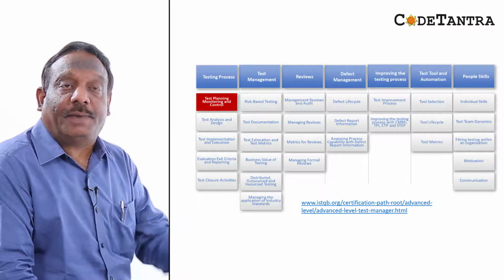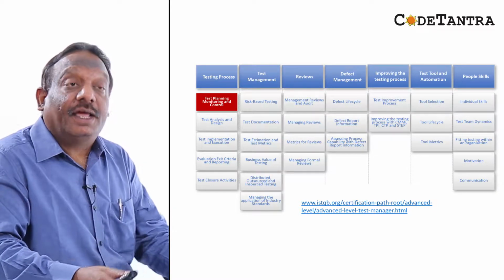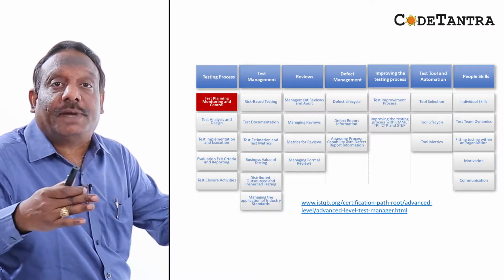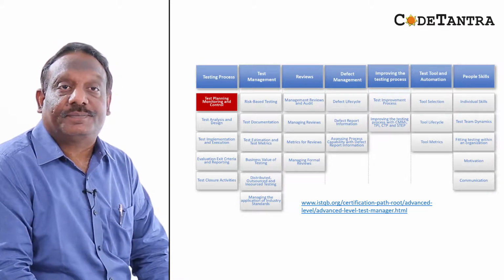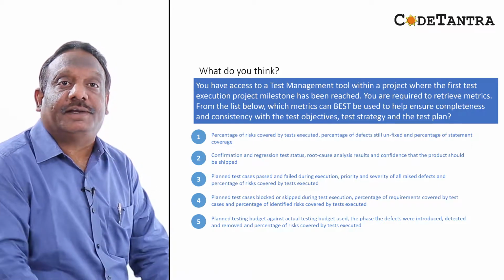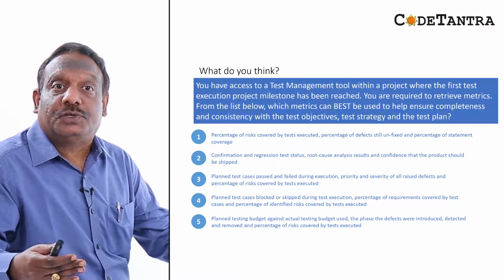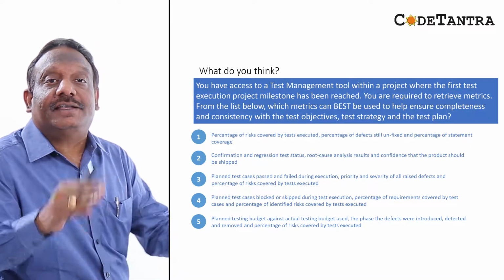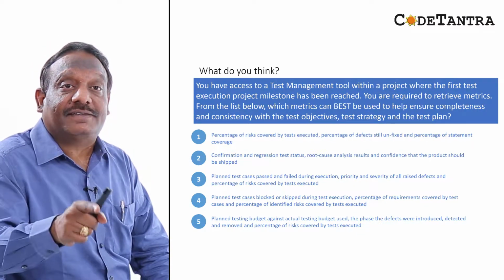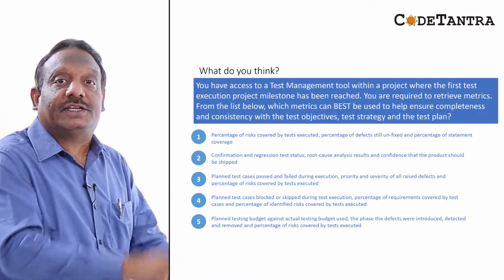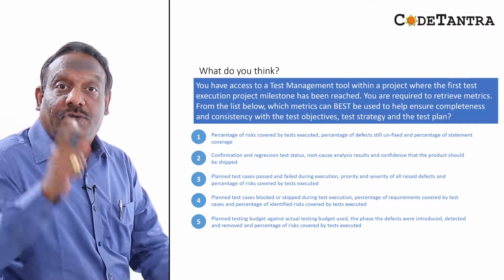Let's say you are a test manager and you have access to a test management tool within a project where the first test execution project milestone has been reached, and you are required to retrieve the metrics. From the list below, we have 5 items. Which metrics do you think can best be used to help ensure completeness and consistency with the test objectives? Again, to ensure completeness and consistency with your test objectives, test strategy and the test plan. Out of the 5, you have to select one.